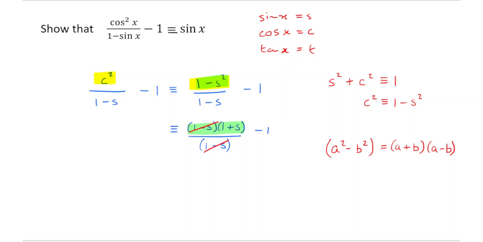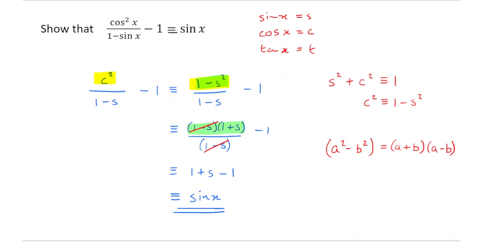And so what we're left with is 1 plus sine minus 1. And of course, what's 1 plus sine minus 1? Well, it's just sine, isn't it? There we go, we've got our answer. We have shown that cos squared over 1 minus sine minus 1 is just equal to sine x.